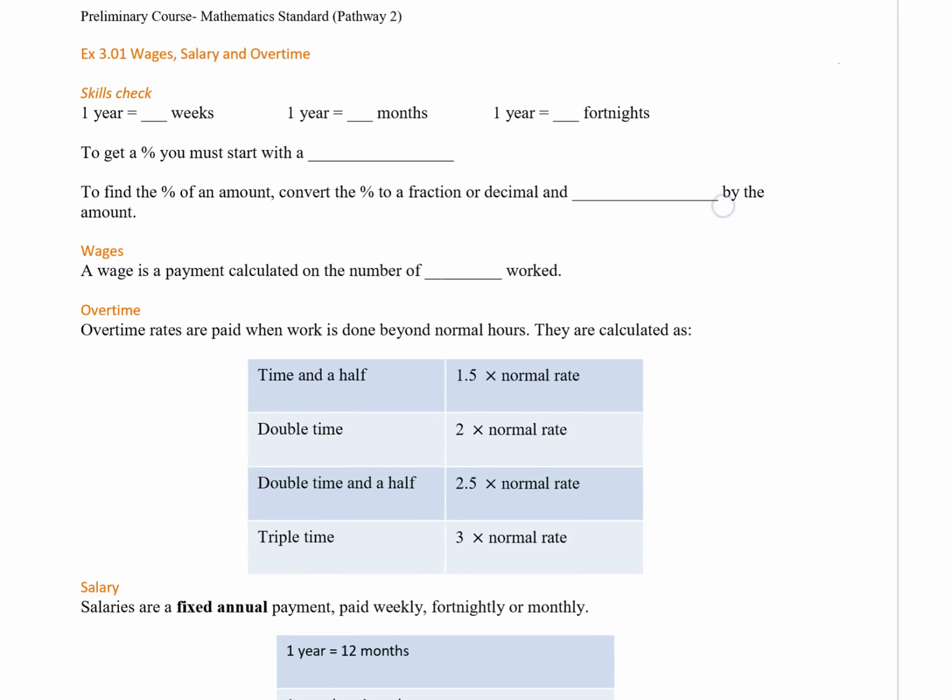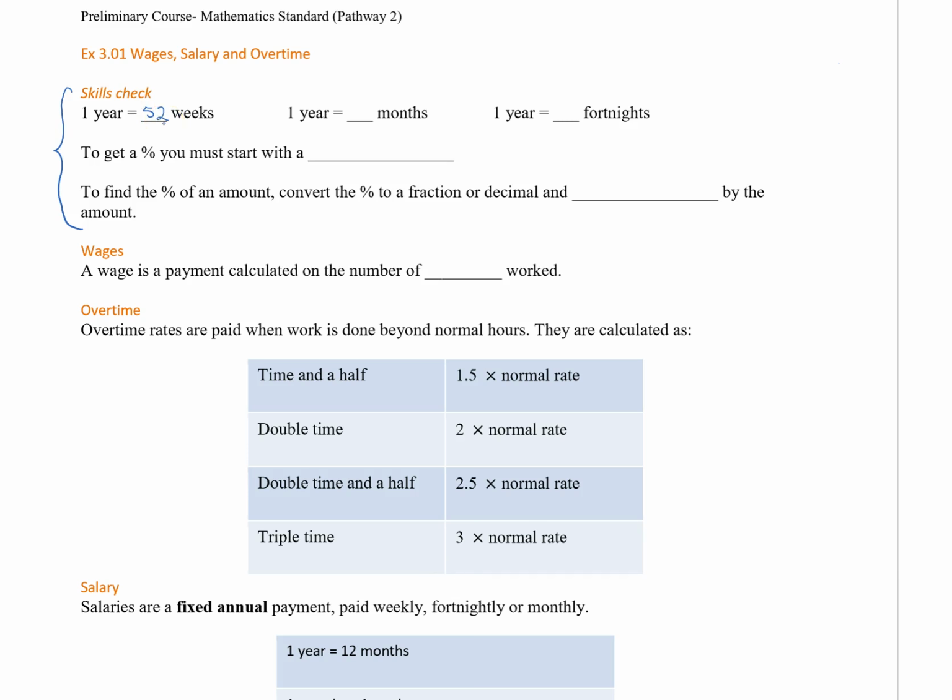Exercise 301 talks about wages, salary and overtime. And before I get into the finance aspect of this exercise, I just want to do a little skills check with you. Just go over a couple of processes that you need to be familiar with so that you can actually do the calculations in the rest of the chapter. So things that you need to be familiar with are that 1 year is 52 weeks.